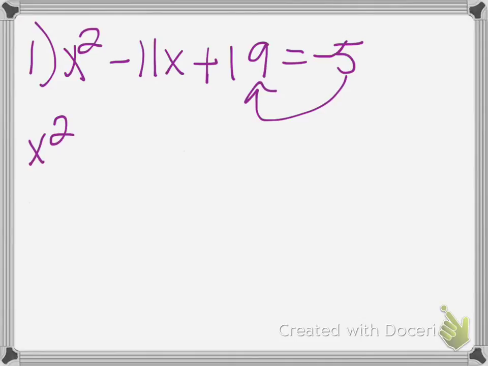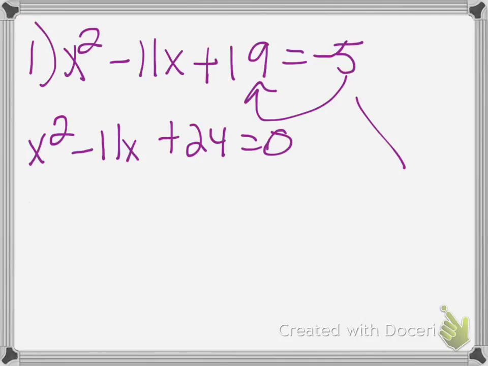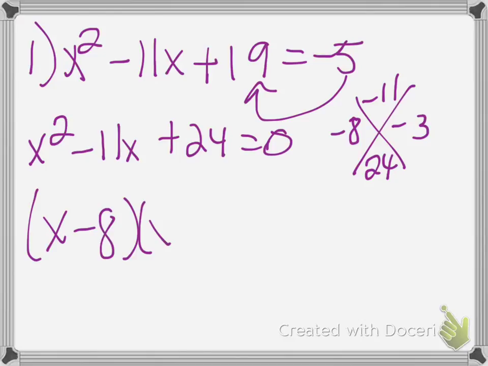So then I get x squared minus 11x plus 24 equals 0. So now I'm good, and now I can go about factoring. You can do your X method, you can do your trial and error, however you want to do it. And so we can do -8 and -3. Now because a is 1, that's always the best because I can use my shortcut. So I have x minus 8 times x minus 3, and that equals 0.